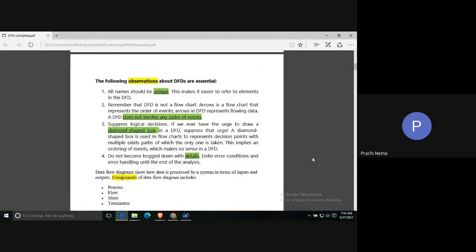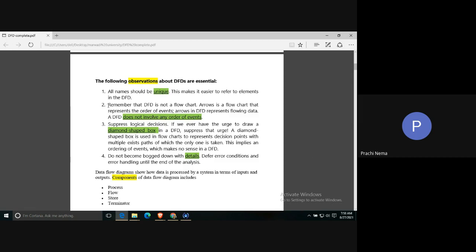Observation is like what has been observed, so you need to follow it. The first observation, or the first rule, is that all the names should be unique. That is, repetition is not allowed. All the names are supposed to be different. You cannot use the same name for two different things. Otherwise, there would be confusion and unnecessary complexity. So the names you are using must be unique.